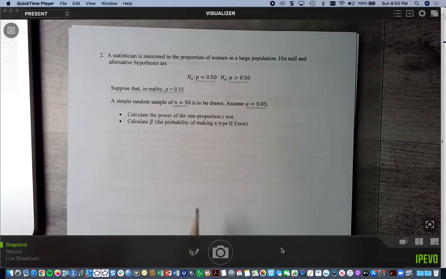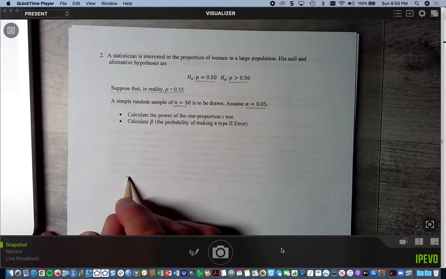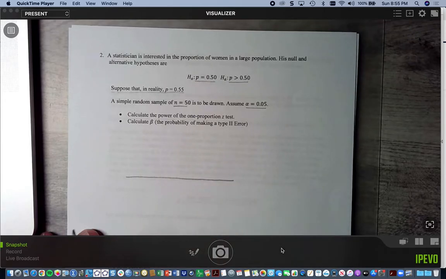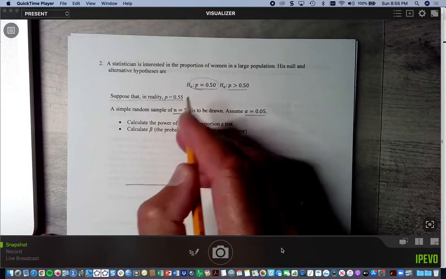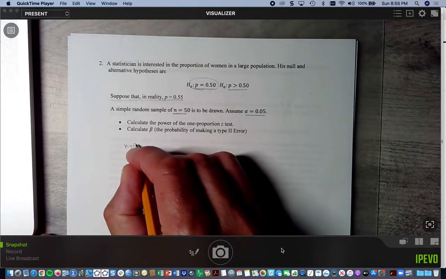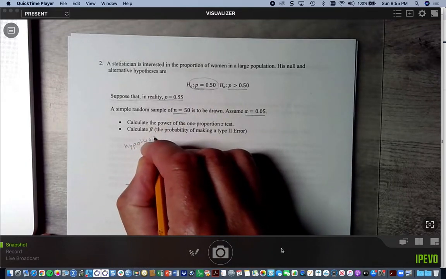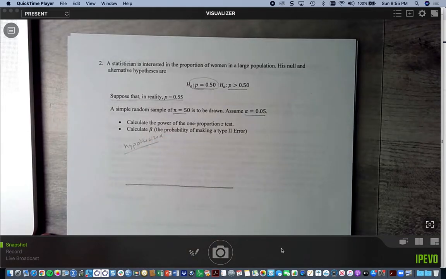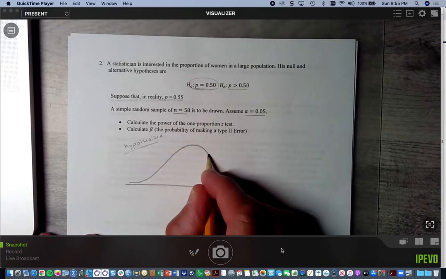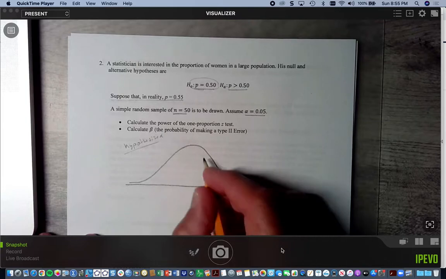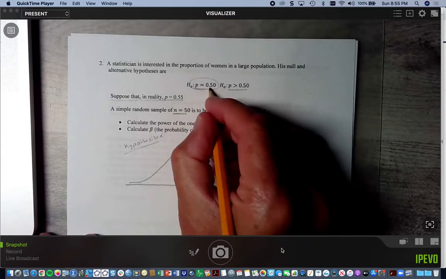To calculate the power of this test, we need to look at the sampling distribution of the mean. Now we're really going to have two sampling distributions here. One of them is going to be based upon this, which I'm going to call the hypothesized sampling distribution of the proportion. According to our hypothesis, the sampling distribution is going to be approximately normal, centered at 0.5.